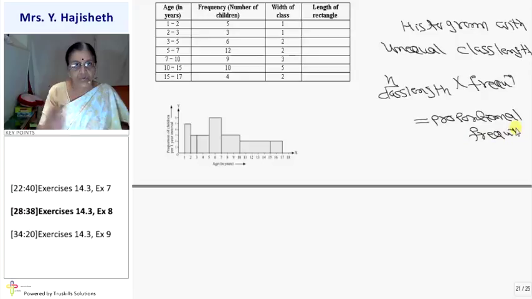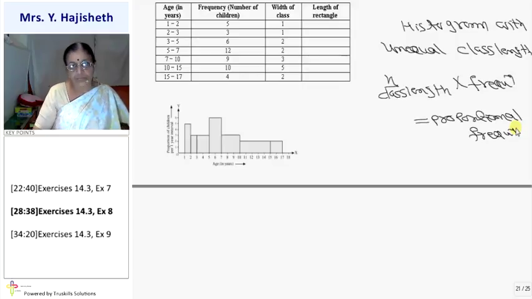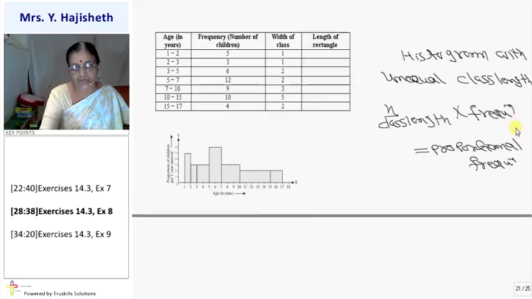For classes 1 and 2, the proportional frequencies are the same as the given frequencies. For 1 to 2 the frequency remains 5, for 2 to 3 it remains 3, right? Now for 3 to 5, what will come? 1/2 into 6. So what proportional frequency do we get? 6 becomes what? 3. Clear? Compare with what they gave: 5, 3, 6, 12, 9, 10. So we are getting the proportional frequencies.